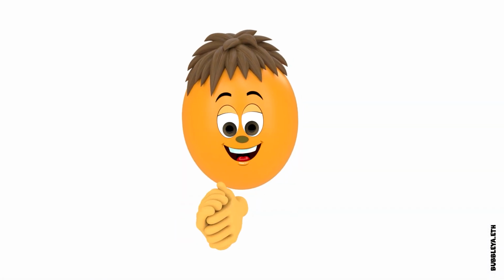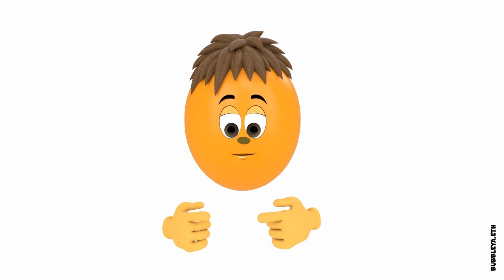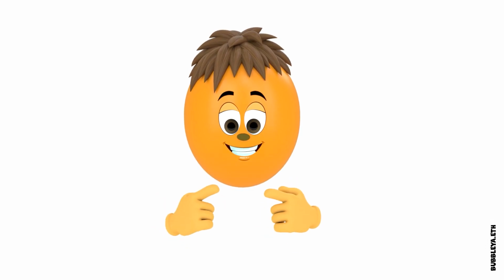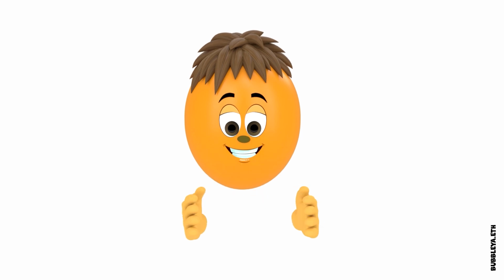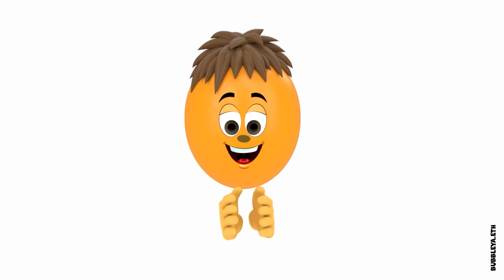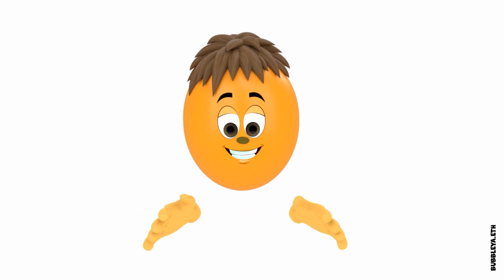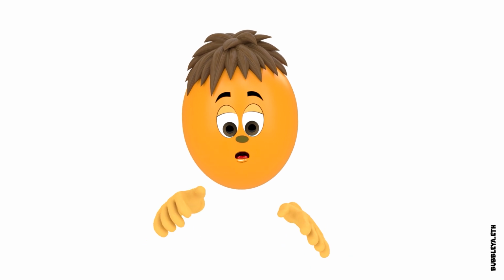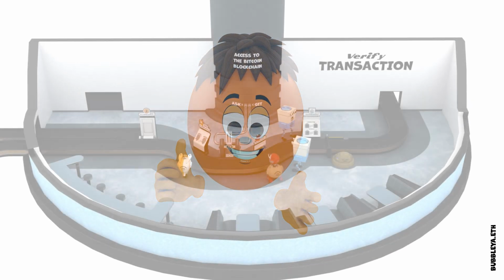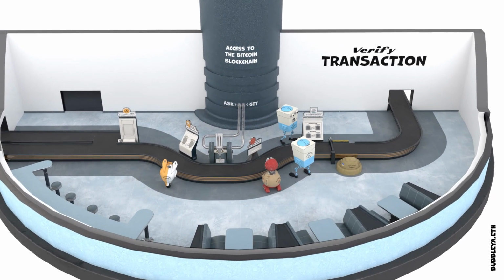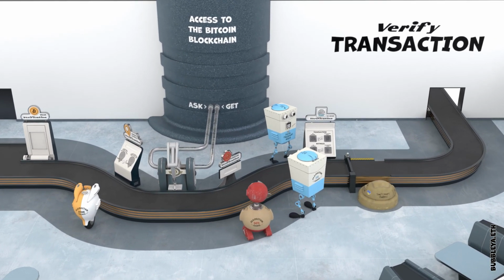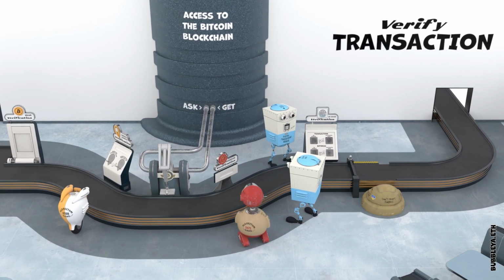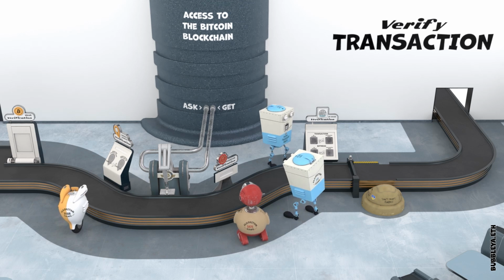In a node, there are a lot of actions happening simultaneously. So, we will focus only on transaction verification now. Verifying a transaction takes only a fraction of a second, but we will show it slowly for better understanding. Here, in the verify transaction house, the transaction must pass through various checkpoints. We will look at each checkpoint closely.